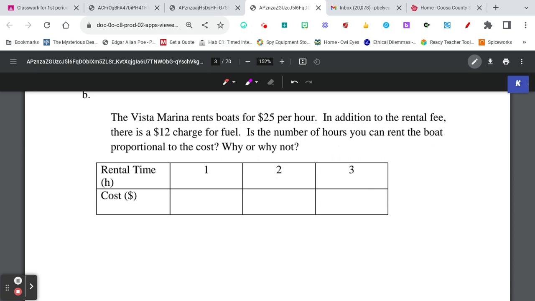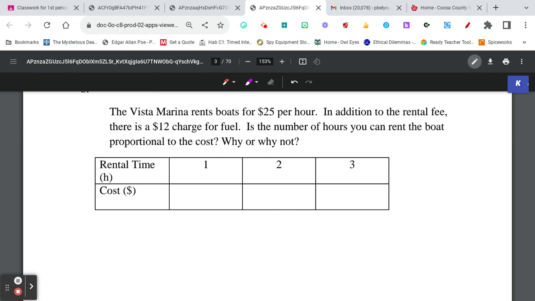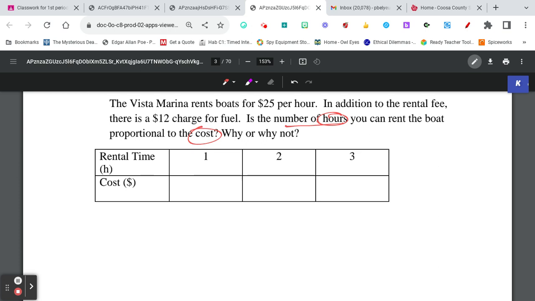All right, I got distracted. It says, is the number of hours that you rent the boat proportional to the cost? In other words, is the cost going to remain the same every hour that goes by? Is that cost going to remain constant every what? Hour. Does that make sense to you? Yes, ma'am. All right, so let's calculate how much Michael will pay for 1 hour.